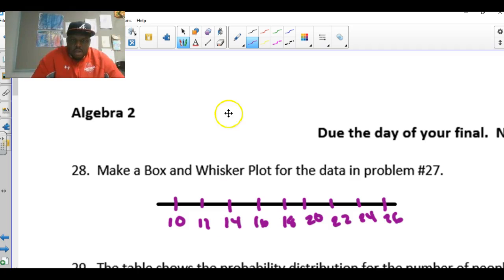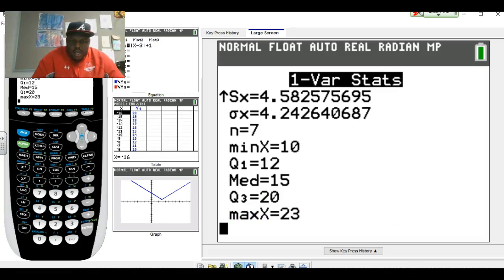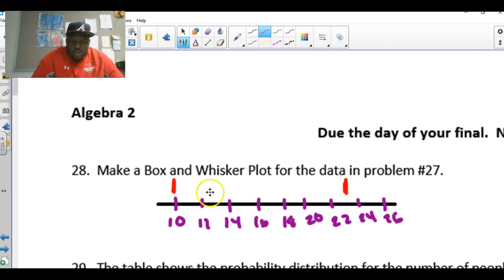Now our minimum, if you go back to your calculator, your minimum is 10. So here's our minimum, 10. Our max is 23. So right here between 22, there's our max. Now, first quartile is 12, and 20 is our third quartile. So 12 and 20. And then 15 is our median. So here we go. Here's our box and whisker plot right there.